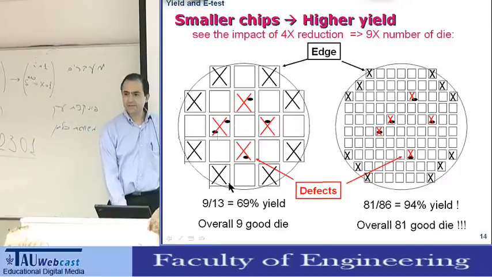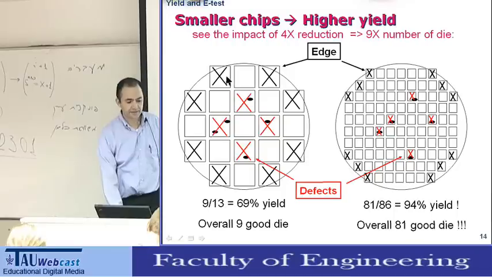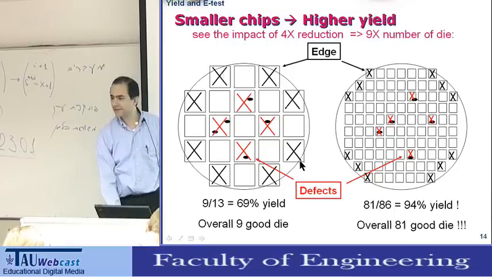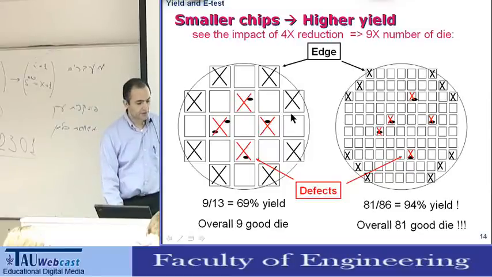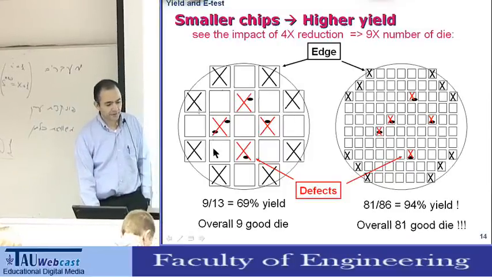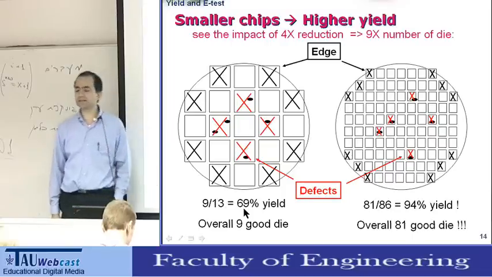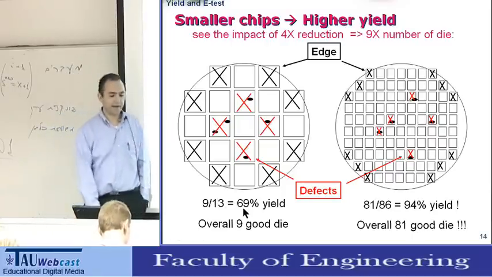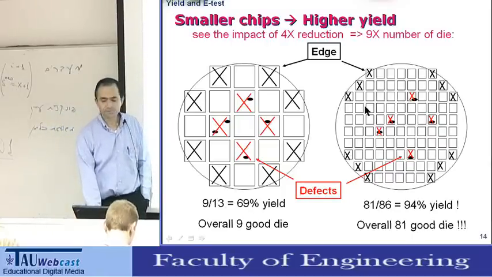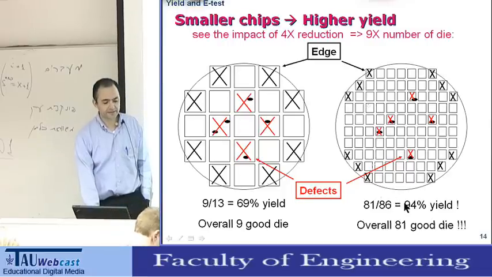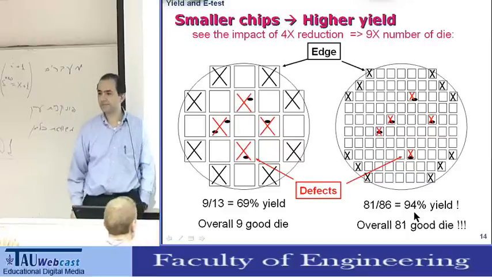But if this is the case, what will happen is that for the larger dies, all the edge dies are not fully printed on the wafer. So obviously, if a part of the die is missing, the die is dead. So we get, out of 13 printed dies, 9 good dies. Okay? So the yield is a little less than 70%. While the same thing for a die which has 1/4 of the area gets us 94% yield.